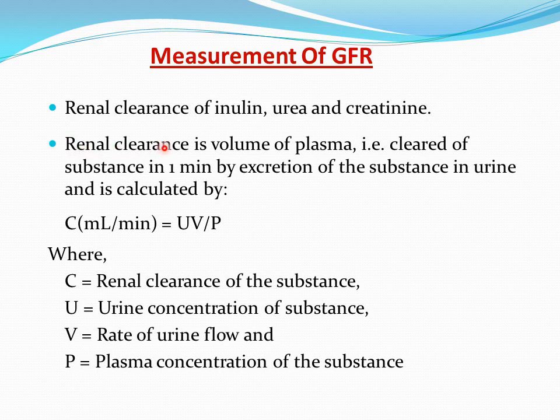Renal clearance of any substance is the volume of plasma that is cleared of the substance in 1 minute by excretion of the substance in the urine. The formula of the clearance is: clearance is equal to UV upon P. U means the urine concentration of that particular substance that you have injected, or of which you are measuring the clearance. Then V means the flow rate of the urine, and that is divided by P, the concentration of that substance in the plasma. By this clearance rate, ultimately you can have an idea about the GFR.